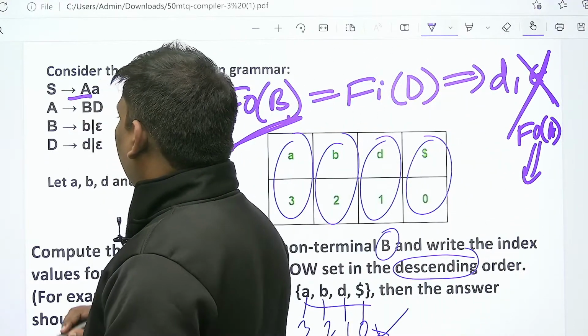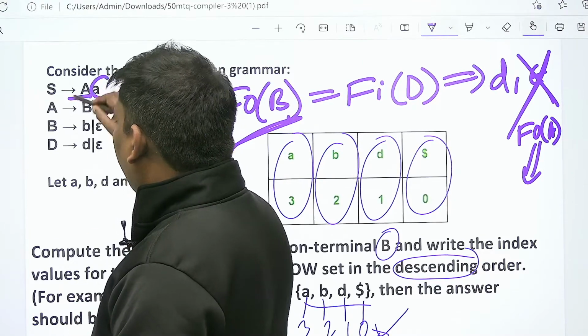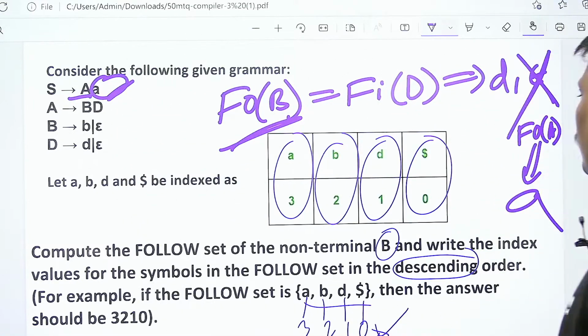Here, on the right-hand side, capital A appears in one place only. So follow of A is first of A. Since it is a terminal, first of A is A only. Follow of A is first of small terminal A only.